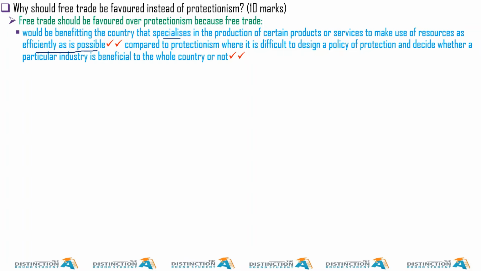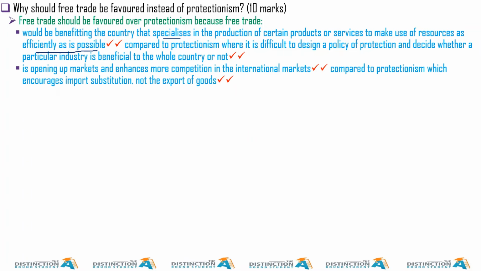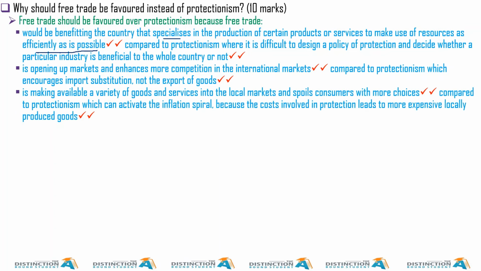Just look at it that way. The next one is opening up markets and enhancing more competition in the international market, compared to protectionism, which encourages import substitution, not the export of goods. You see that? The next one is making available a variety of goods and services in the local market and spoiling consumers with more choices.